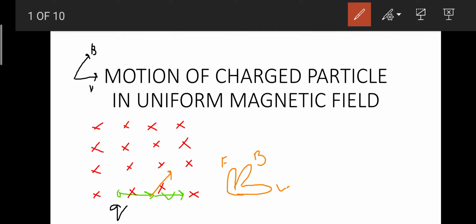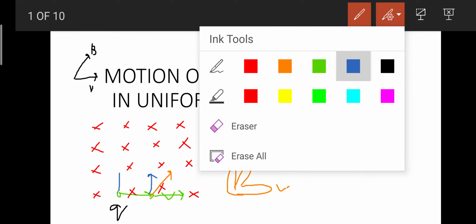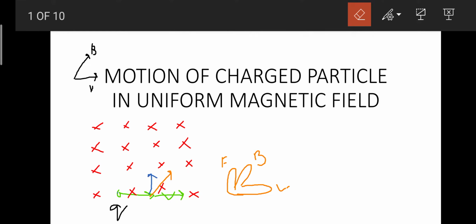So at this point this is going to happen. Because of this force, which is acting in this particular direction, at this point, or at this point, the force is actually acting in this direction. Because of that force, the charged particle will definitely leave the linear path and move into the curved path.